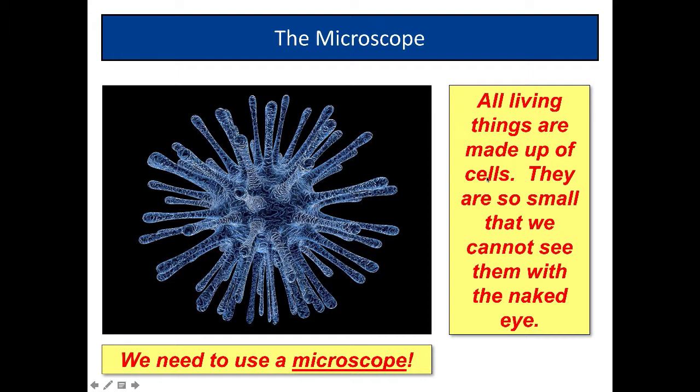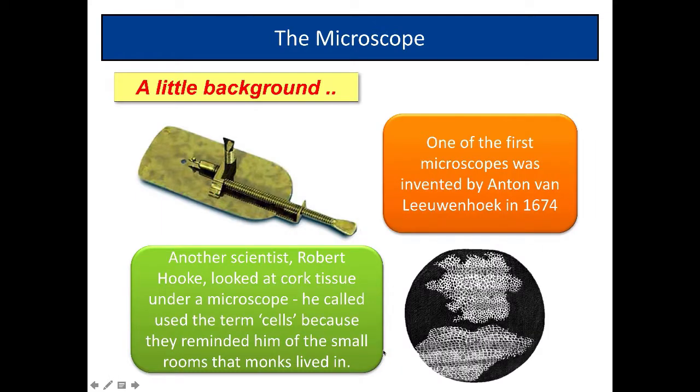Now all living things are made up of cells. They are so small that you really can't see them with the naked eye, so we need to use what we call a microscope. Now let's do a little history lesson here into the microscope. This picture here is one of the first microscopes ever invented, and this was made by a Dutchman called Anton van Leeuwenhoek in 1674.